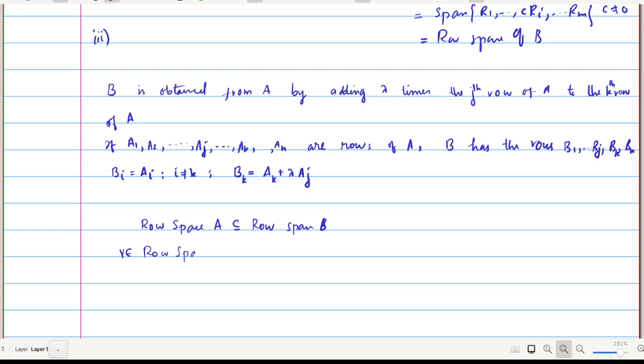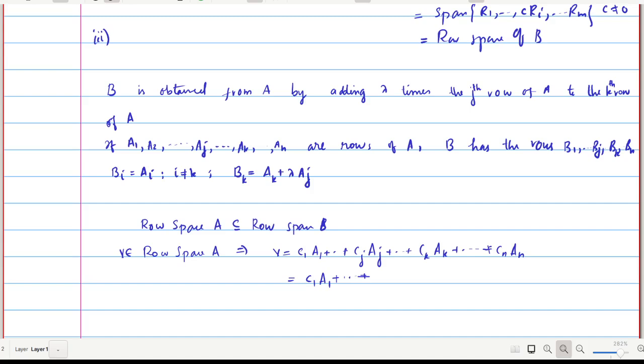So V is in the row space of A, which implies V is a linear combination of the rows of A, that is C1 times A1 plus etc., plus Cj times Aj plus etc., plus Ck times Ak plus etc., plus Cn times An. So these are the rows of A. Now we will prove that this V is in the row space of B. That means V can also be written as a linear combination of rows of B.